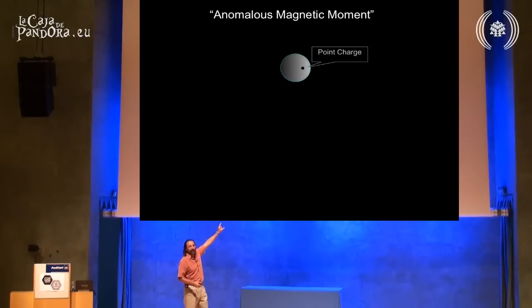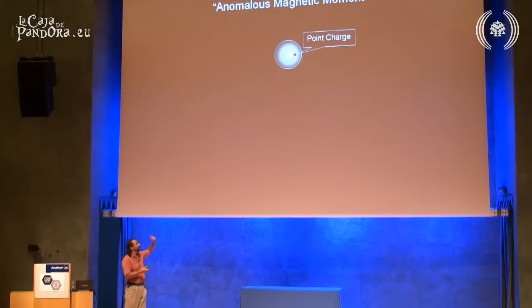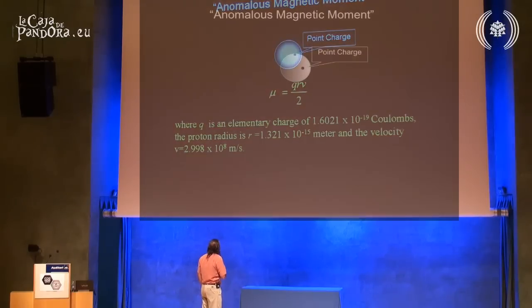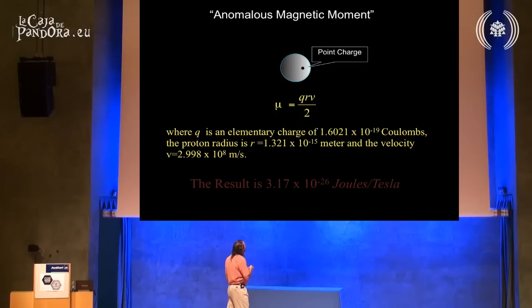We took a little Schwarzschild proton, and we put a little charge on it. And then we calculated how much magnetic field that would create. We took the measured charge, right? And we just stuck it on top of our proton. And so the magnetic moment is going to equal the charge multiplied by the radius multiplied by the velocity over 2. We plug all the numbers in, and the result is 3.17 multiplied by 10 to the minus 26 joule per Tesla.